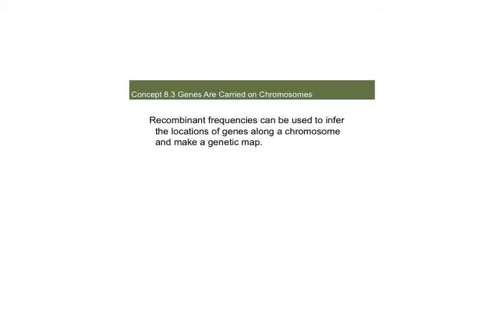Now, using these recombinant frequencies and how often these different genes assort independently from each other, you can use this information to infer the location of genes along the chromosome. Again, because the further apart they are, the more likely they are to recombine. The closer together they are, the less likely they are to recombine and separate.